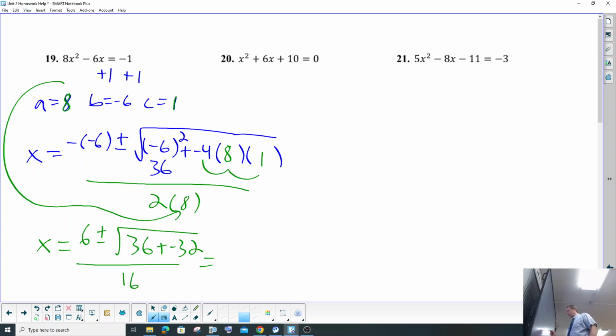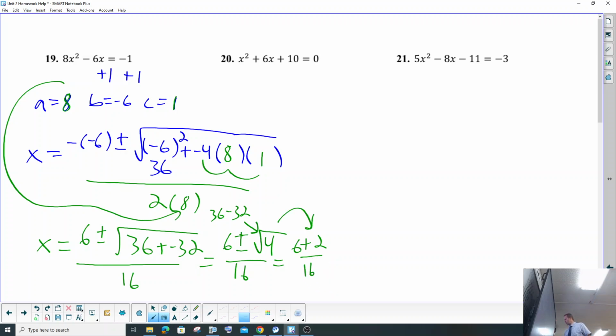And then that equals 6 plus or minus, oh, what's 36 with the negative 32? That's a beautiful 4. Whoa. So we get the square root of 4 when you combine 36 minus 32, you get 4. And that's really pretty because that's just 2. So we have 6 plus 2 over 16, because the square root of 4, remember, is 2.